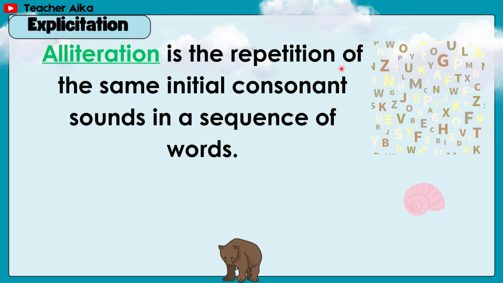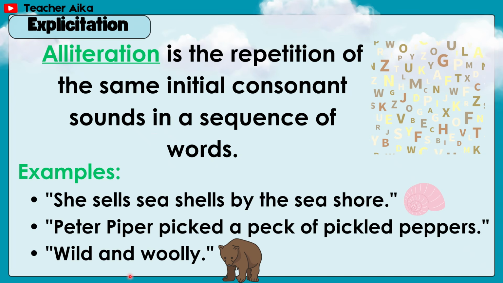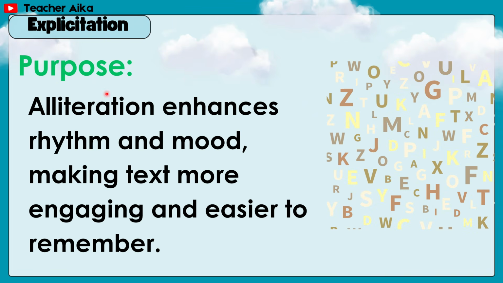Alliteration is the repetition of the same initial consonant sounds in a sequence of words. Examples. First, she sells seashells by the seashore. Second, Peter Piper picked a peck of pickled peppers. Third, wild and woolly. Purpose. Alliteration enhances rhythm and mood, making text more engaging and easier to remember.